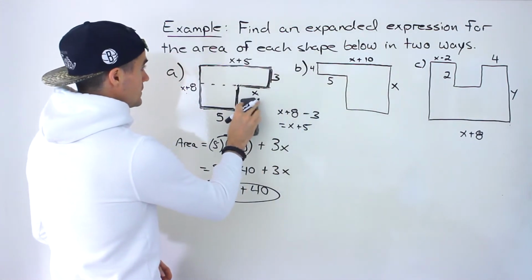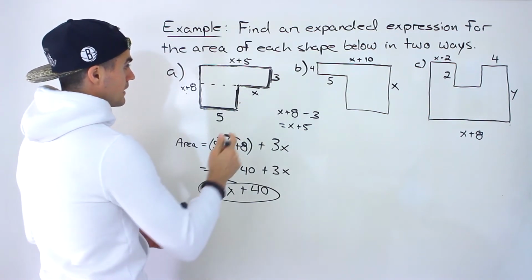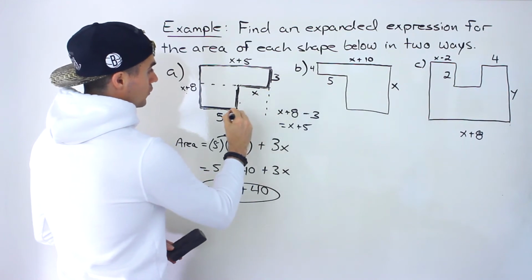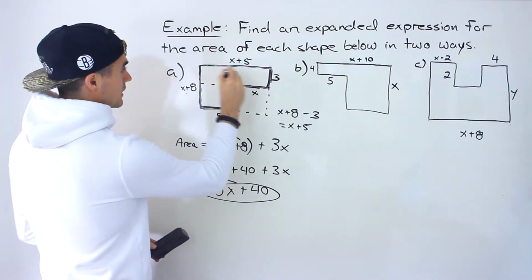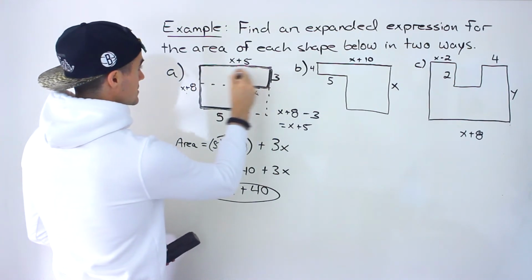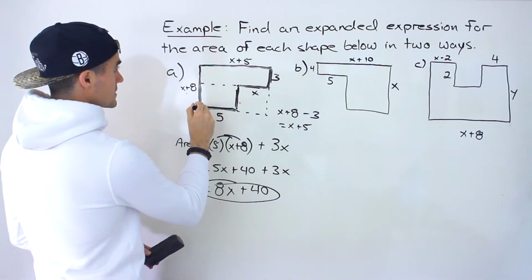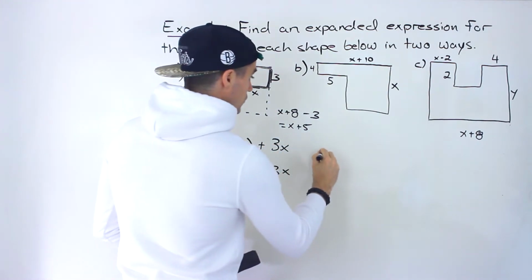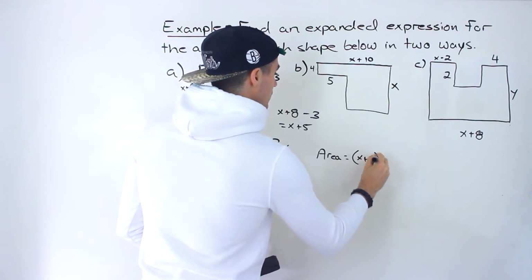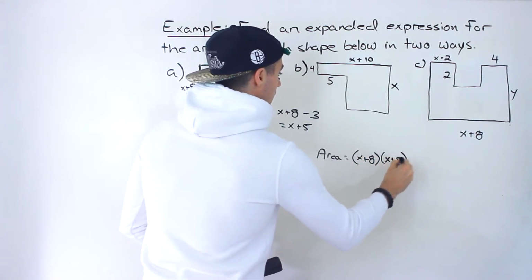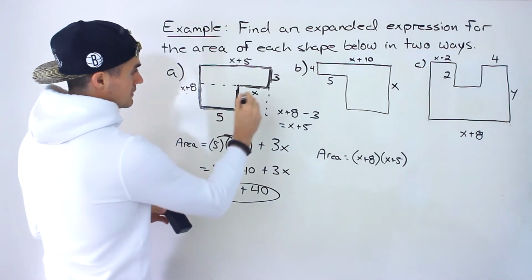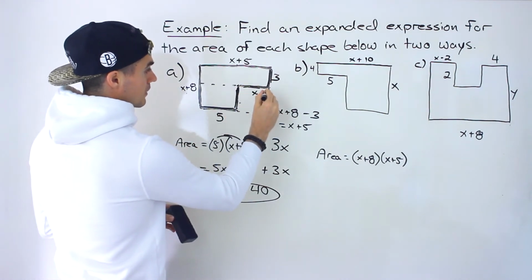Another way to do it is you can actually get the area of the total. So pretend this was like a big rectangle over here. And we already know this length is x plus 5, and then this length is x plus 8. The x plus 5 we figured out before. So what we can do is we can take that total area, and then we can subtract this area right here.